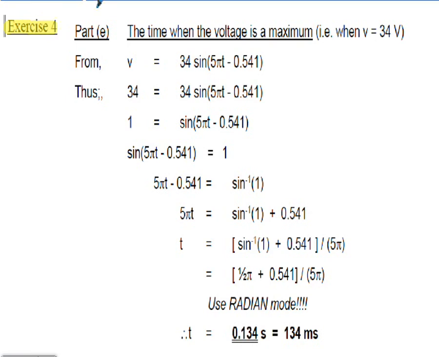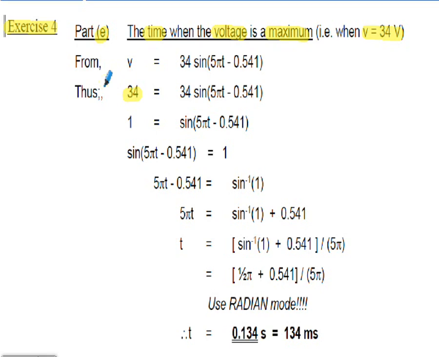Exercise 4 continued. This is now part E, and this is very similar to the process we used in part D. We've got to find, in this case, the time when the voltage little v is a maximum. In other words, when little v is 34 volts. So very similar process here. The only thing that's different, instead of having 22 on the left hand side, which we had in part D, we've now got the 34, the maximum voltage, on the left hand side.